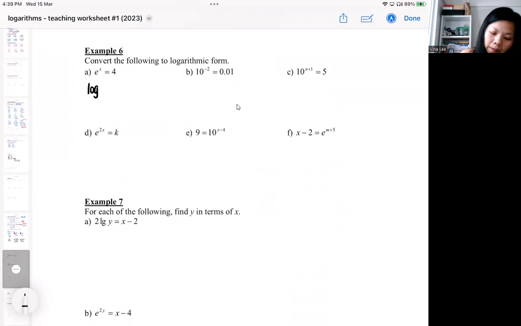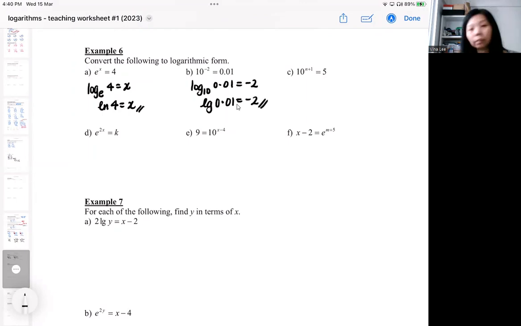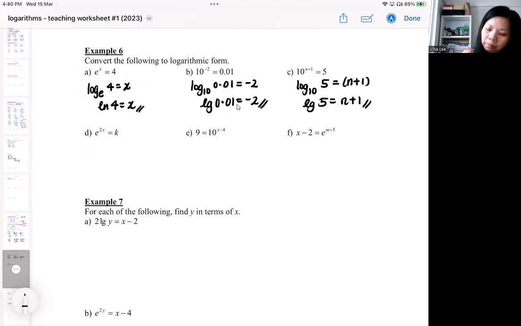So this one is base e. The answer is 4, the power is x. So that means ln 4 equal to x. Okay, the base is 10. The answer is 0.01. So that means it's LG 0.01 equal to minus 2. Base is 10, answer is 5, power is n plus 1. So LG 5 equal to n plus 1.